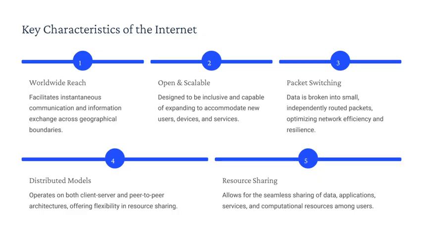Key characteristics of the internet. First, worldwide reach, data can travel across countries in seconds. Second, the internet is open and scalable. Open means that anyone can join. Scalable means it can grow without redesigning the whole system.